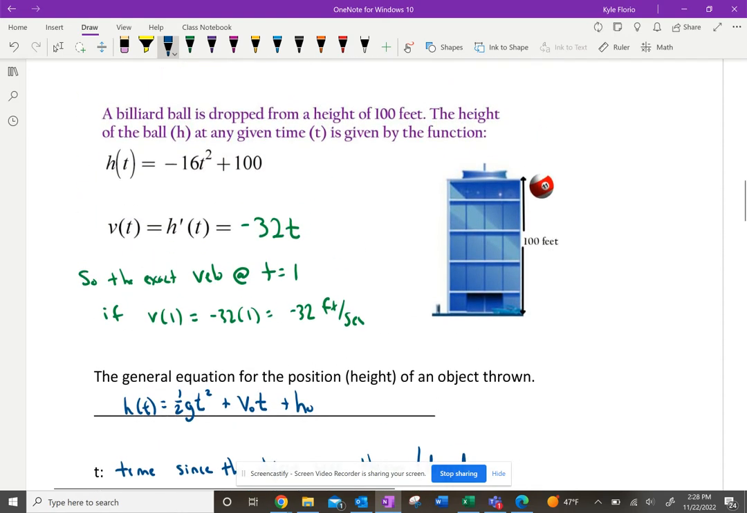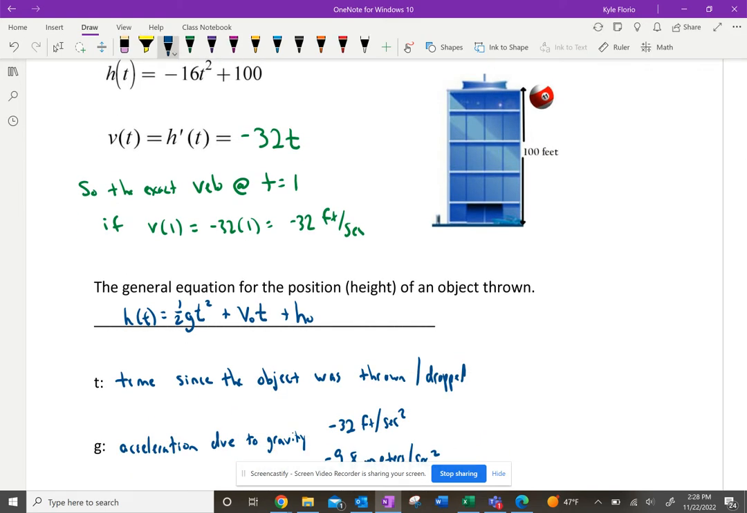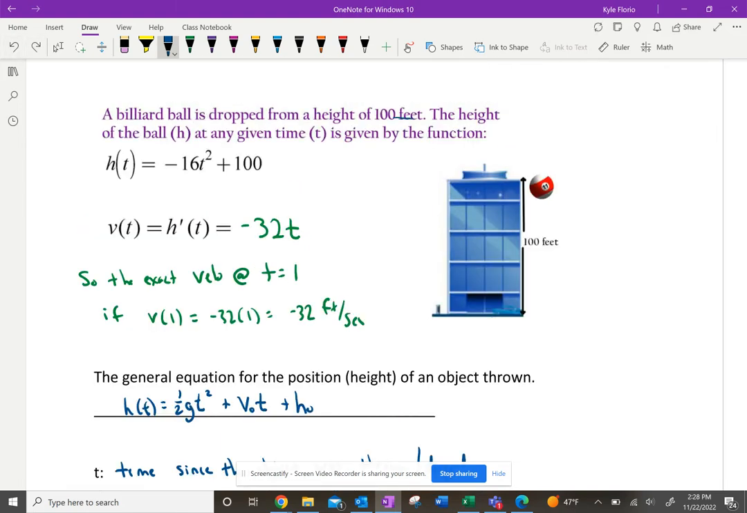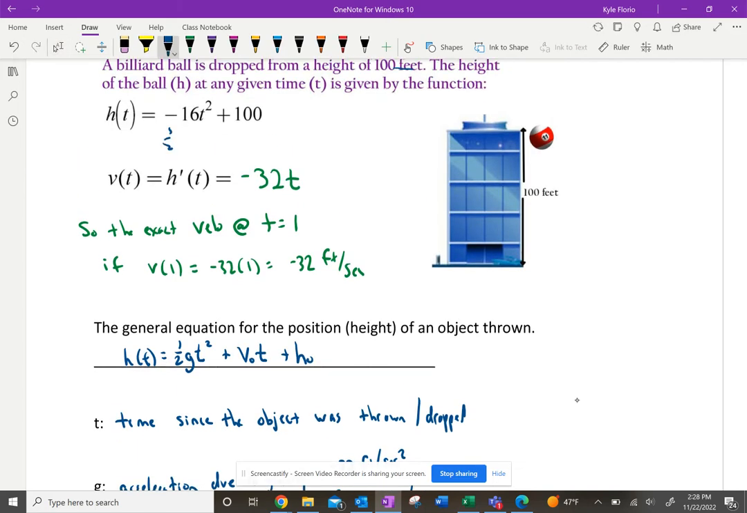So in this problem up here, we were in feet, so we would have been using negative 32. So if I do the half of gt squared, half of negative 32 t squared would be the negative 16 t squared, which was used in this problem right here.